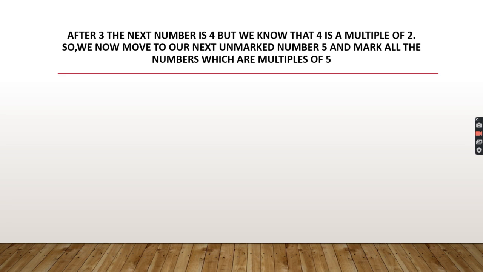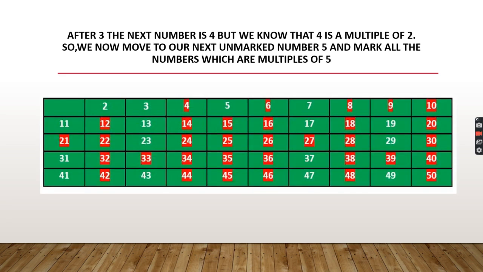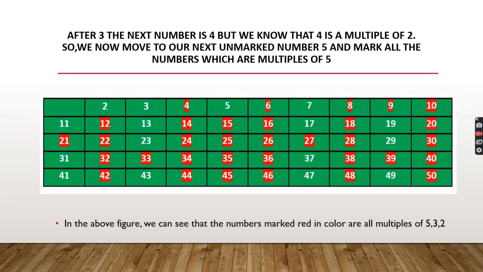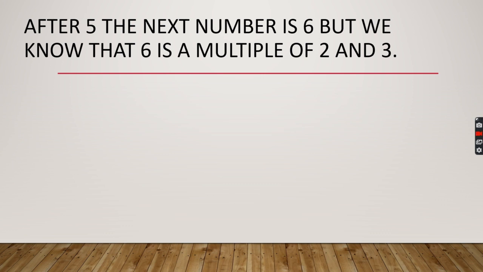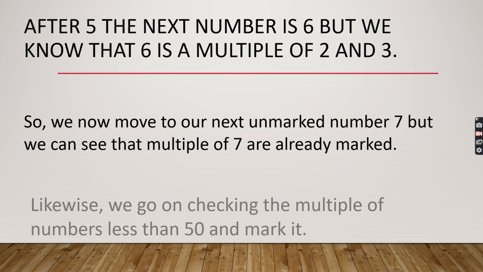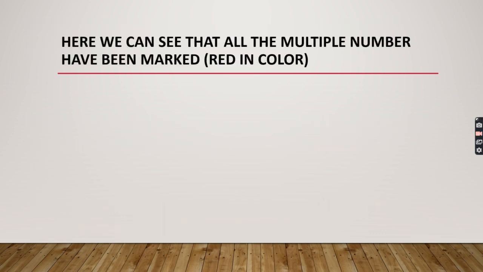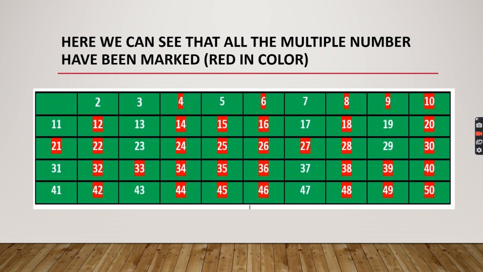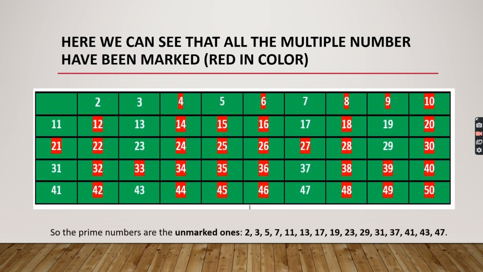In this figure, we can see that the next number after 3 is 4, but we all know that 4 is a multiple of 2 and it is marked. So the next unmarked number is 5. We will take 5 as our next prime number and mark all its multiples. After that, the next number is 6, but again, we know that 6 is a multiple of 2 and 3. So we move on to our next unmarked number, 7. The multiples may already be marked as those are also multiples of 2, 3 and 5. Likewise, we go on checking the multiples of other numbers less than 50 and mark them. Here we can see in the figure that all the multiple numbers have been marked in red color. So the prime numbers are the unmarked ones, that is 2, 3, 5 and so on up to 47, as you can see in the figure.